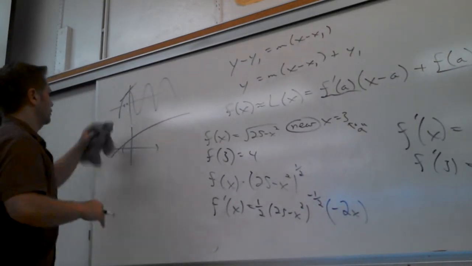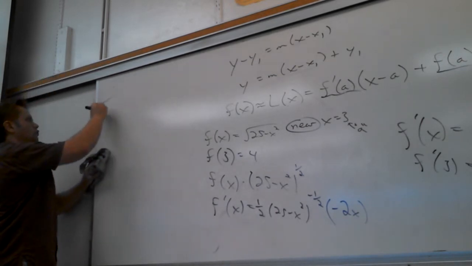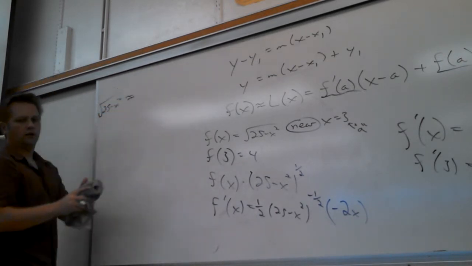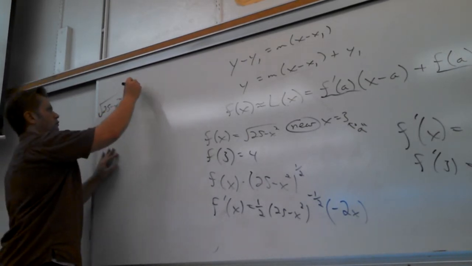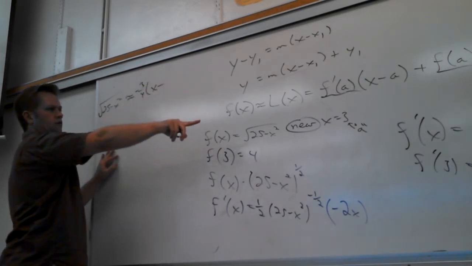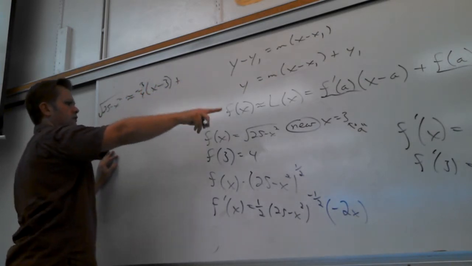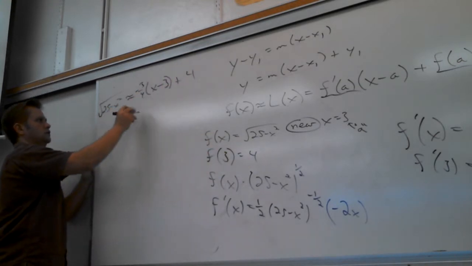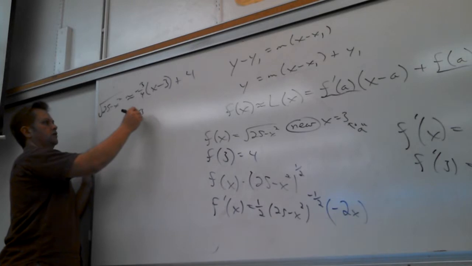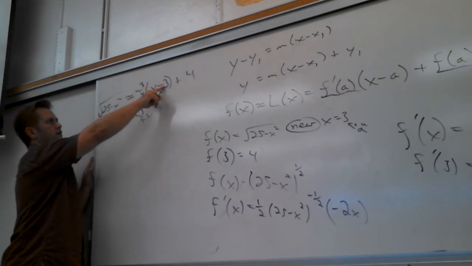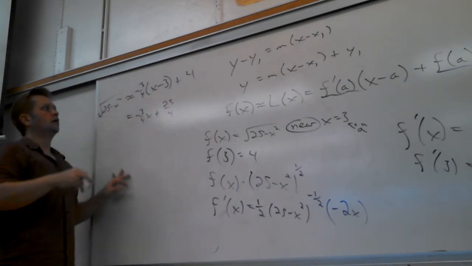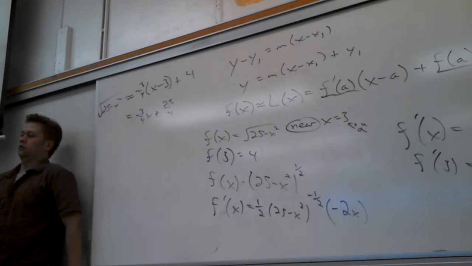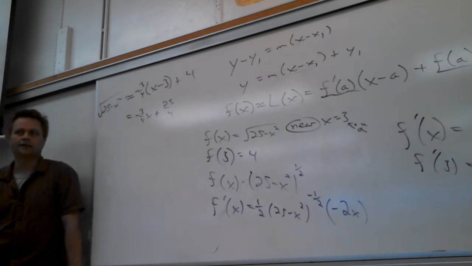So then we know that near 3, the square root of 25 minus x squared is approximated by f prime, so the slope, negative 3/4 times x minus 3 plus 4. And then just cleaning this up a little bit: negative 3/4 x plus 9/4 plus 4 is 25/4. Is that right?